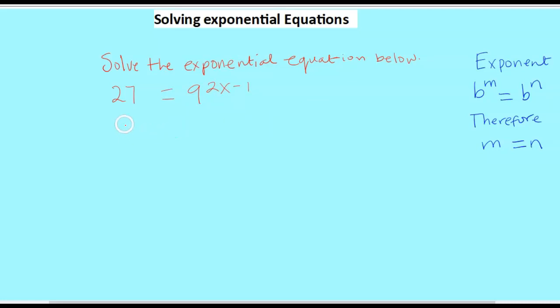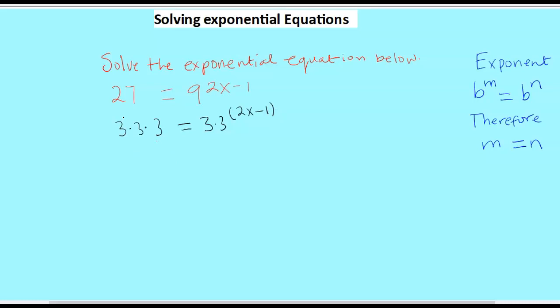Let's start. We have been given 27 is equal to 9 to the power 2x minus 1. We need to get the same base, so we will try to see what comes into our mind. Oh, 9, 3. So let's try to break all of them into threes. 27 can be written as 3 times 3 times 3. And the 9 can also be broken down as 3 times 3. But remember, it was raised to the power, so just cover it with a parenthesis.